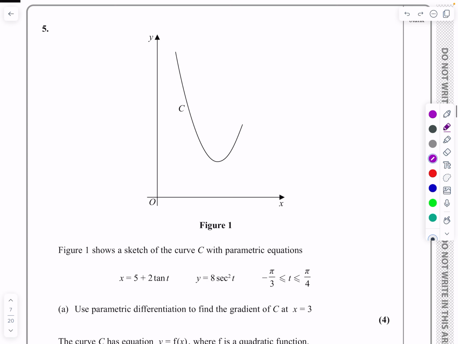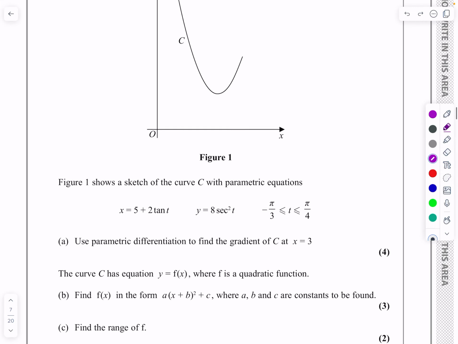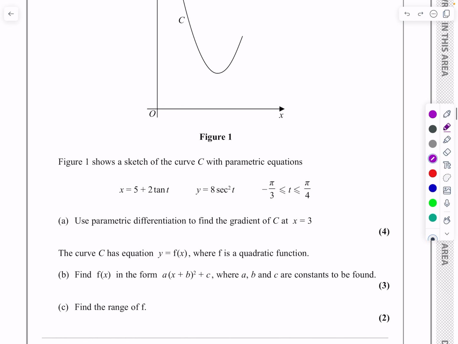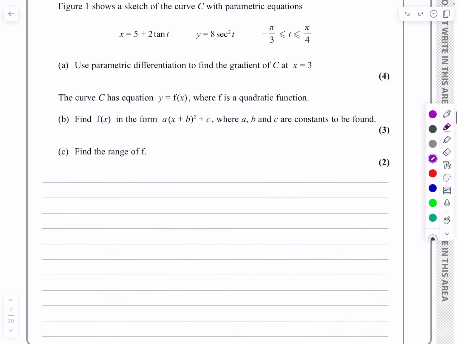So it says the figure, the picture there, shows a sketch of the curve x equals 5 plus 2 tan t, and then y equals 8 sec squared t, and that's between values for t from minus pi over 3 to pi over 4. And the first part says, can we find the gradient of C at x equals 3? Yeah, well, we can absolutely do that. Let's make a start then.